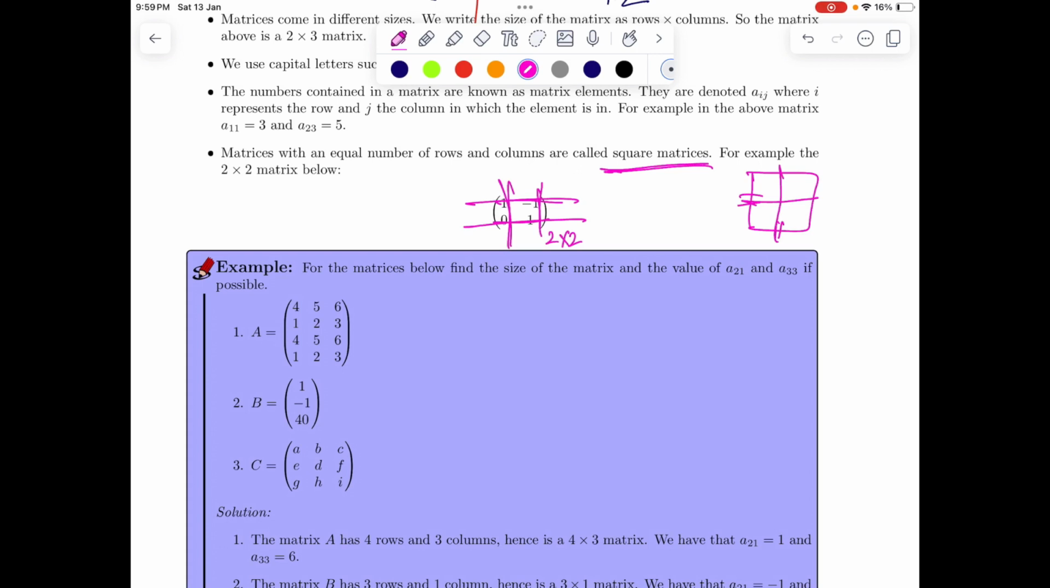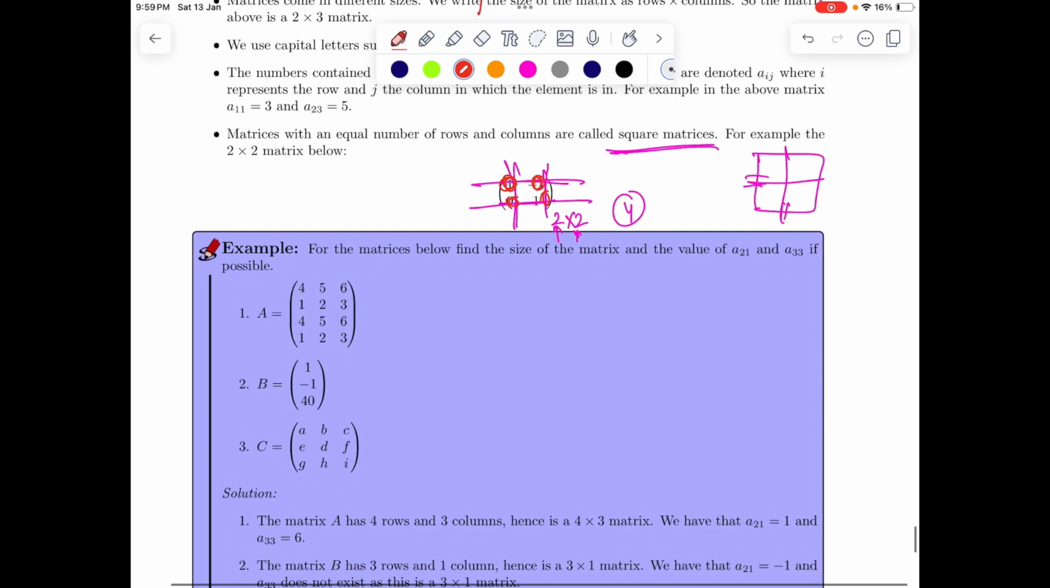So how many rows are there? 2. How many columns are there? 2. And we just keep 2 into 2. Don't write 4. I'm giving you the reason. So 2 into 2 means 2 rows and 2 columns. And 2 into 2, 4 means we have 4 objects in the matrix box.